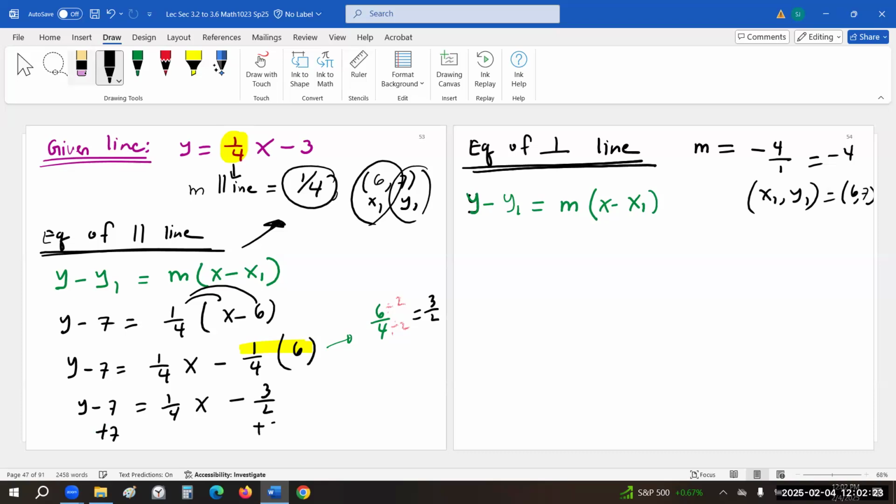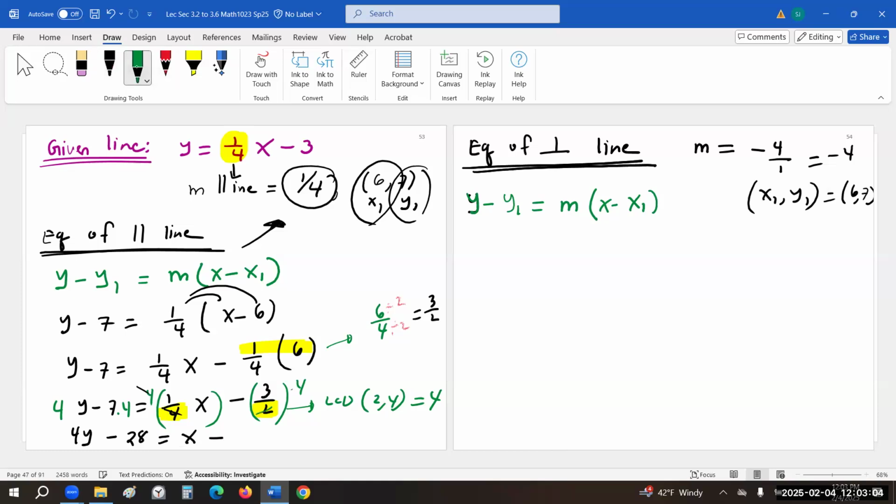You get rid of the fraction, that will make your life easy. But if you observe, one of them is 4, one of them is 2. So you actually need the LCD of 2 and 4, which is 4. So instead of dividing both sides by 2, you need to multiply both sides by 4. So we have 4y minus 28. This 4 cancels out. We have x. And this 2 goes into 4 twice.